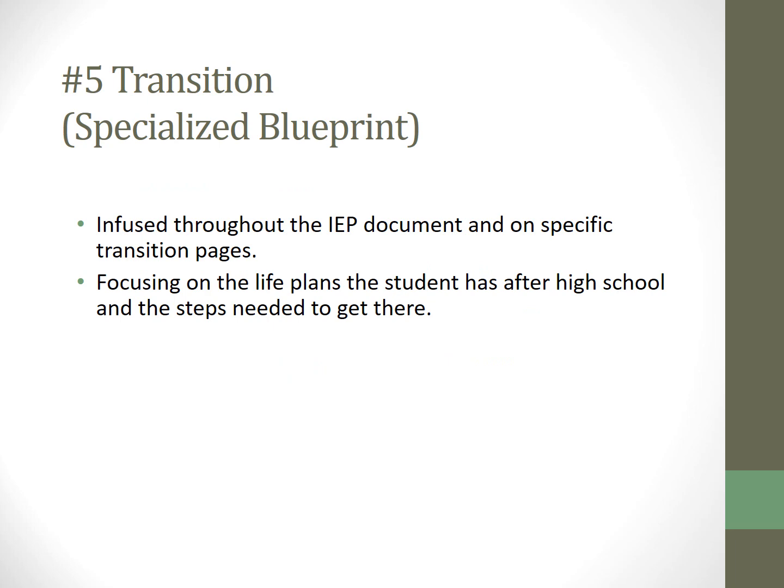And the fifth area is transition. This becomes more of a specialized blueprint because this is only for our students ages 14 to 21 in the state of Minnesota. Transition areas are infused throughout the IEP document and specifically on some of the transition pages. Our purpose here is to focus on the life plans the student has after high school and the steps needed to get there.